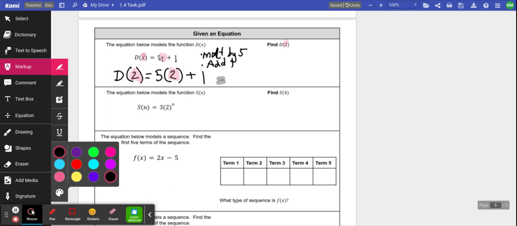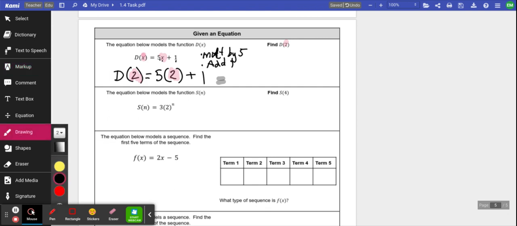Oops, that is the highlighter. Here we go, 11. So yet again, d of 2 equals 11. We found that same answer in 3 different ways: from a table, from a graph, and now from the equation.